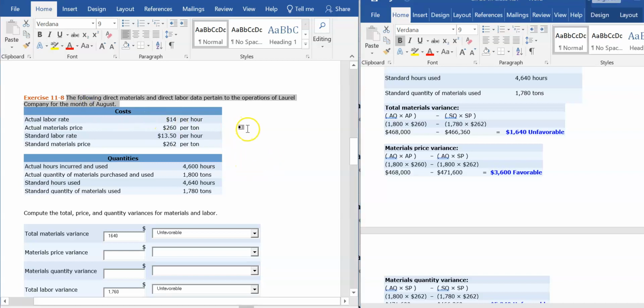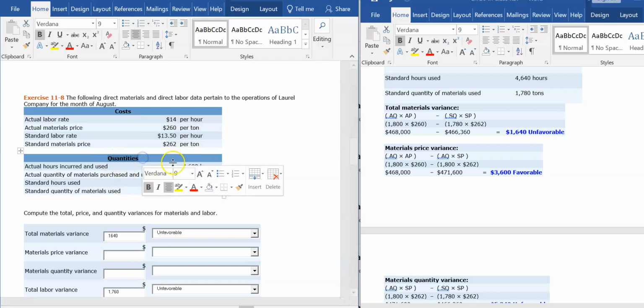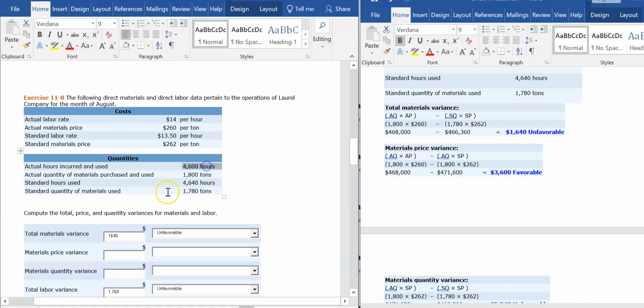So the following direct materials and direct labor data pertain to the operations of this company for the month of August. Here they have given us their actual cost per hour for labor, actual cost per ton of materials used, along with their standards for the hourly labor rate and the price for the materials. Down here we have the quantities: the actual labor hours used, actual quantity of materials purchased and used, along with the standard hours and the standard amount of materials used.